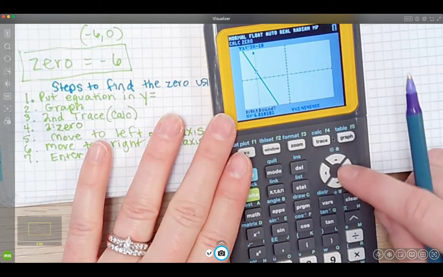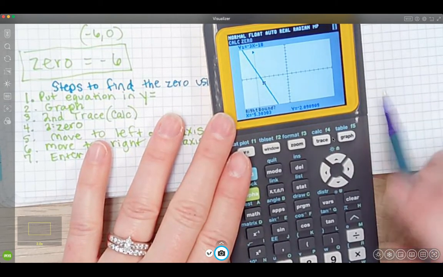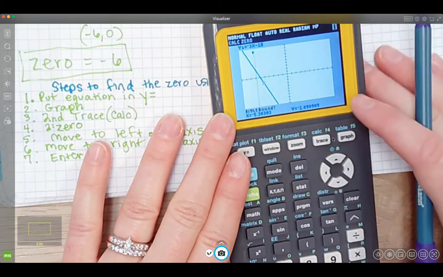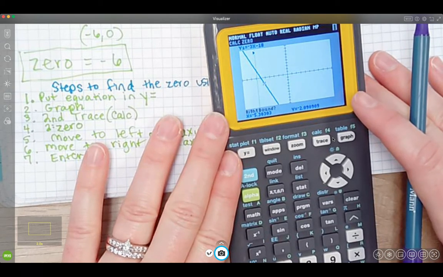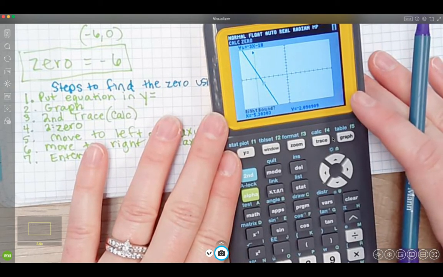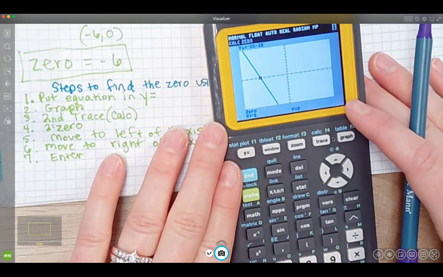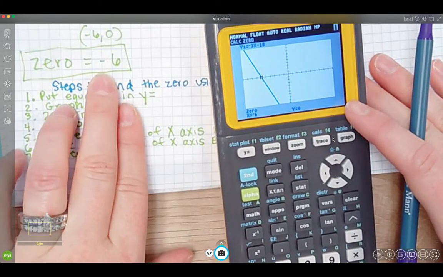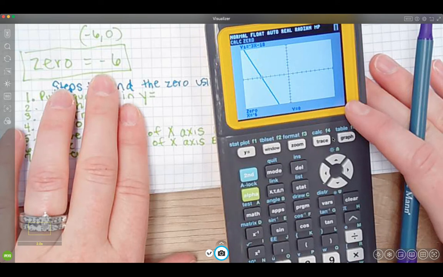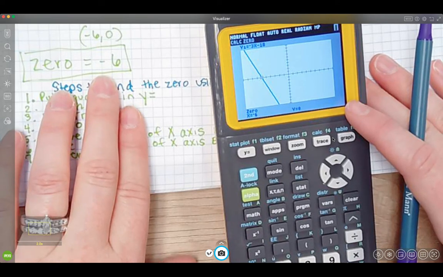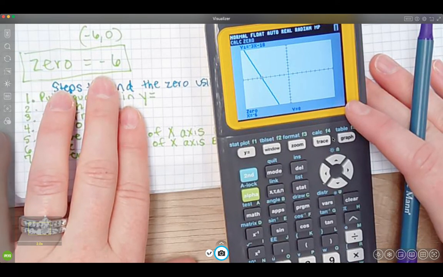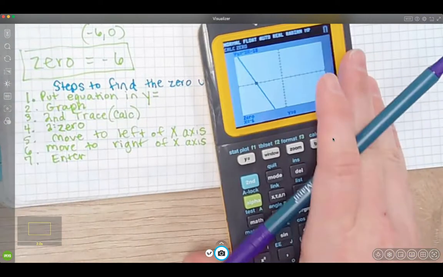Enter. Then go to the right bound, the right side. Then push enter. Guess. Enter. Negative 6, 0. If it didn't work, have somebody help you with it. Have a little faith.